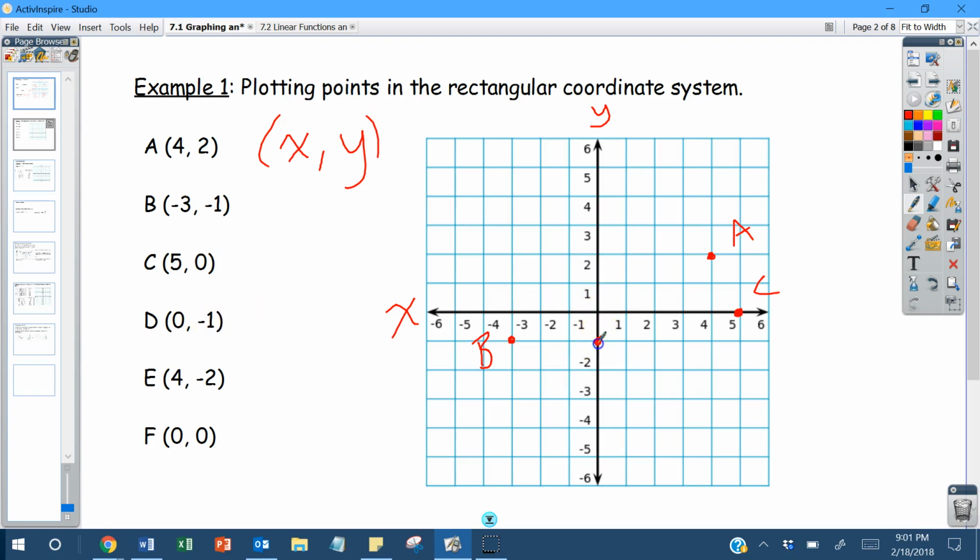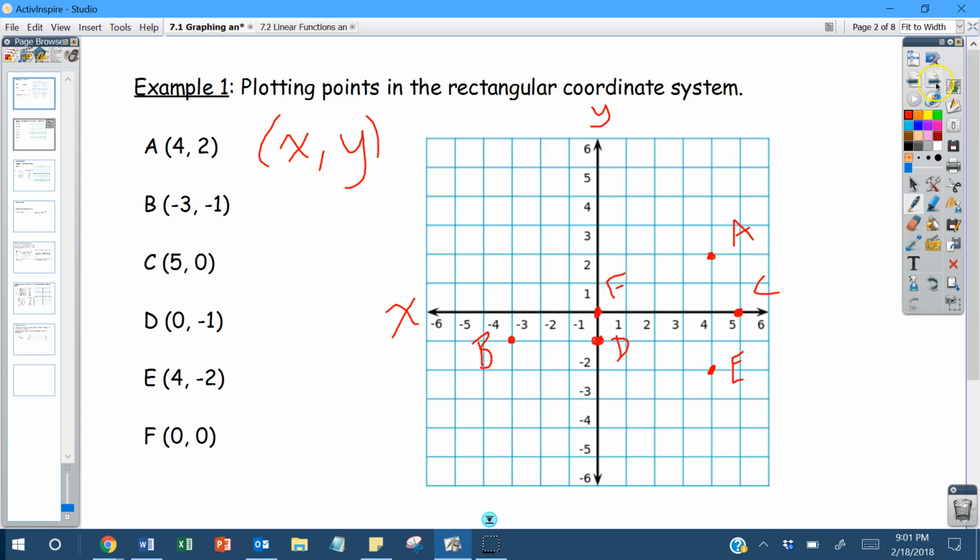We're going to go to negative 1 on the y-axis. So this is where D is. And then E, we have 4 and negative 2, so that's over here. So we're kind of trying to get a few in different quadrants. And then F is 0, 0, so we don't go left or right, and we also don't go up or down. So F is the origin, and that's always going to be 0, 0.